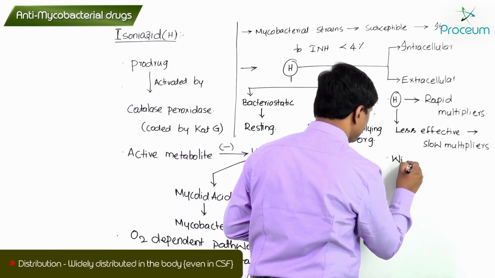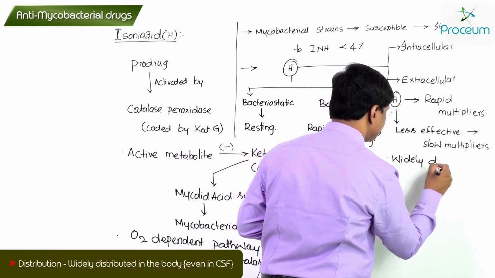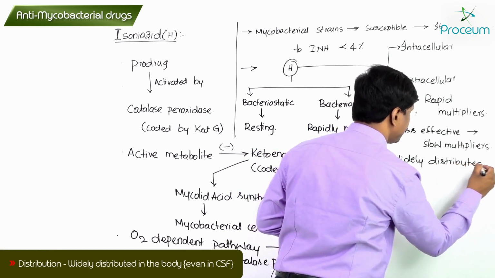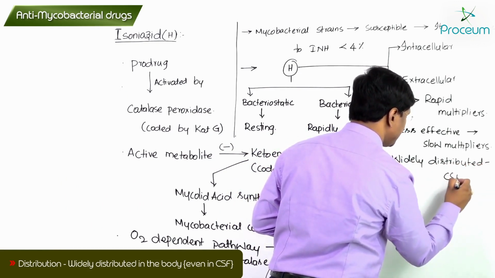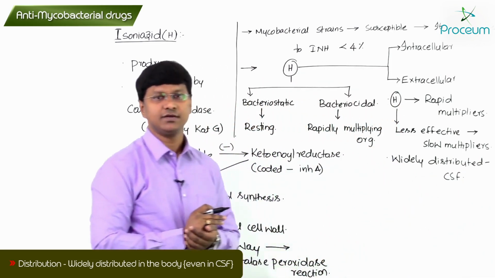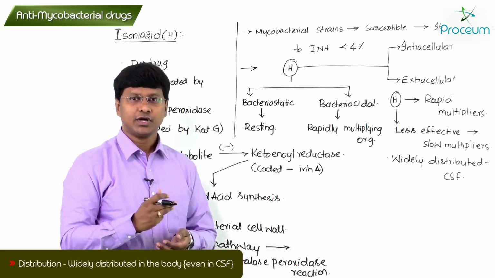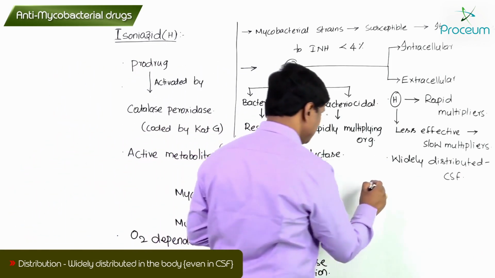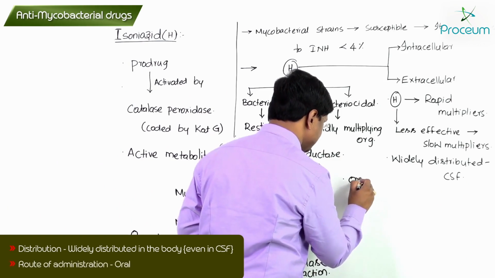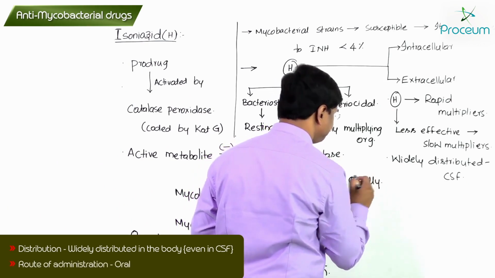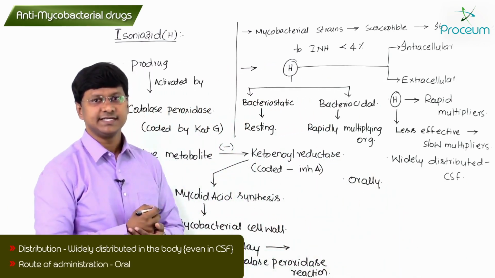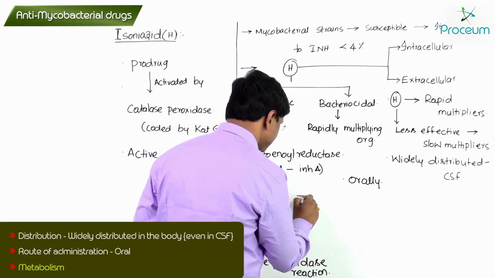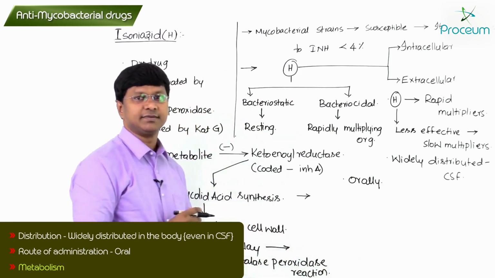So this is widely distributed, and it is also distributed within the cerebrospinal fluid. Now, what is the route of administration of isoniazid? Isoniazid is administered orally, right? Now, how is this metabolized?